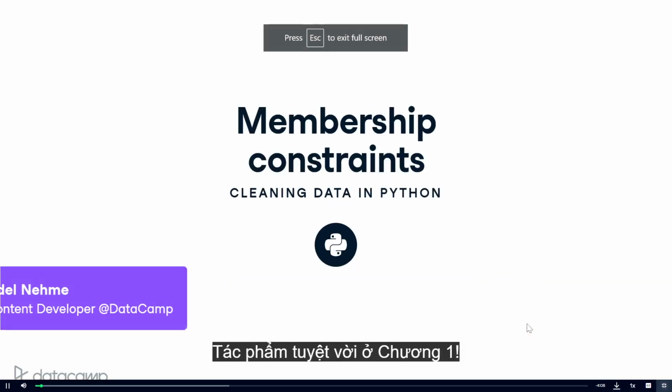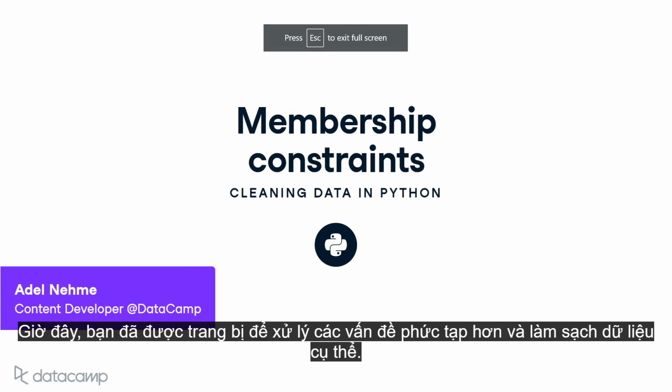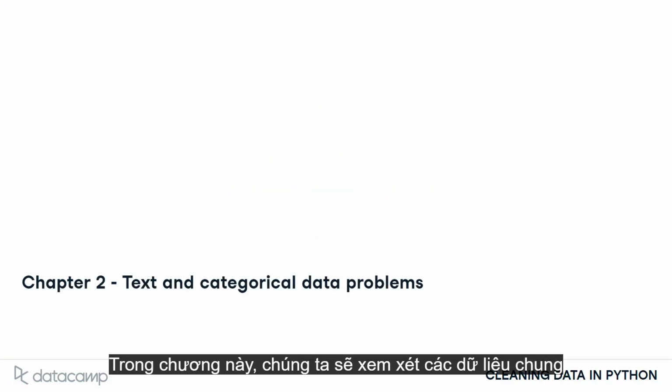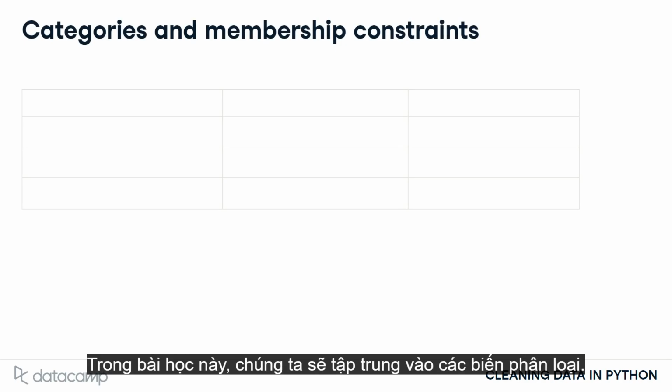Fantastic work on Chapter 1. You're now equipped to treat more complex and specific data cleaning problems. In this chapter, we're going to take a look at common data problems with text and categorical data. So let's get started. In this lesson, we'll focus on categorical variables.